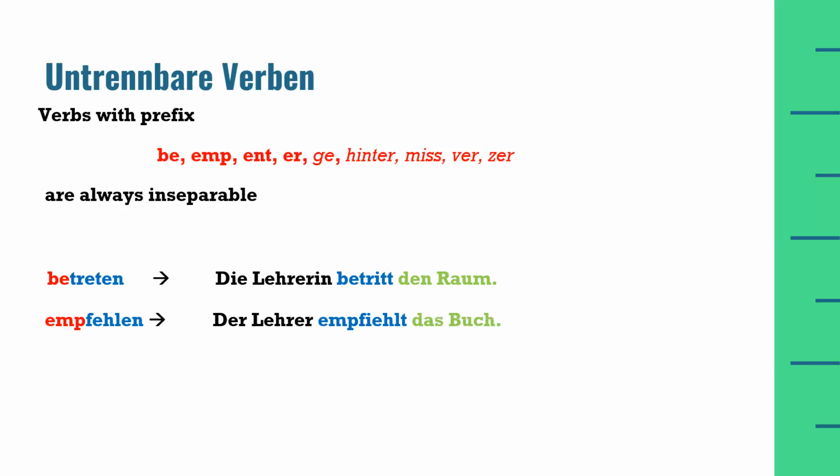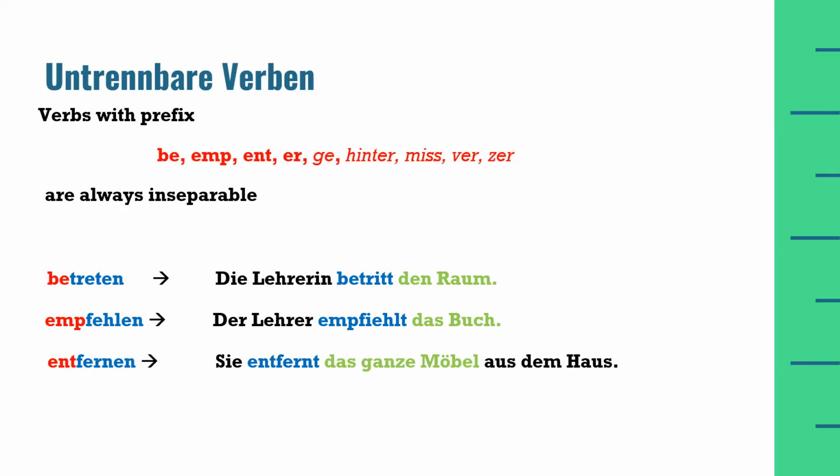Next example is empfehlen. Empfehlen means to recommend, to suggest. Der Lehrer empfiehlt das Buch. The teacher recommends the book. Now again here emp is a prefix. If it is used with the verb, then the verb will not be separable. Therefore, empfehlen will be conjugated according to the subject, which is der Lehrer in this example, and it will come at the second position of the sentence.